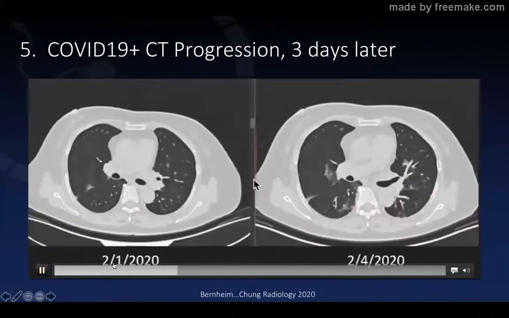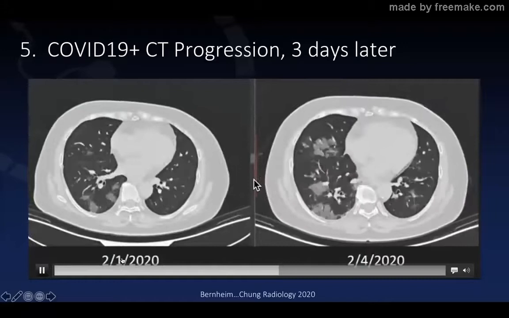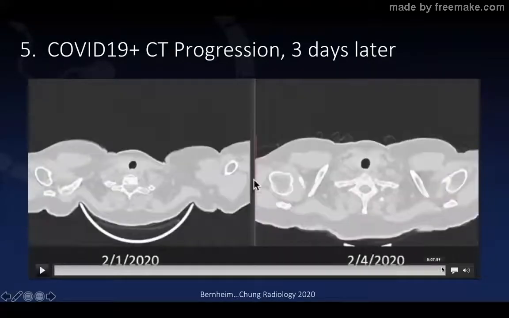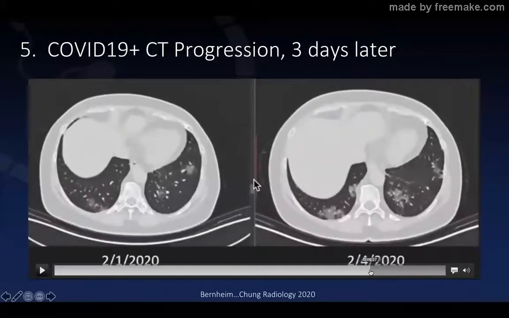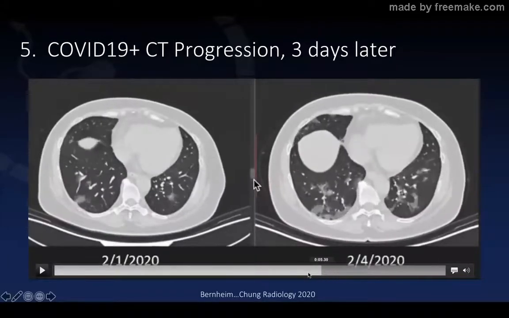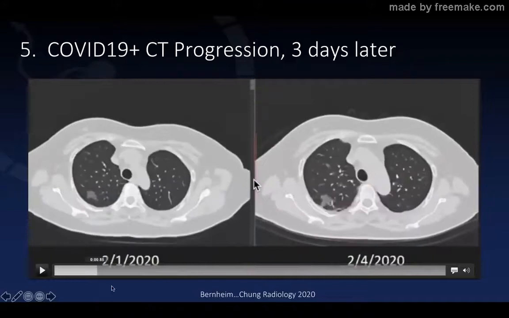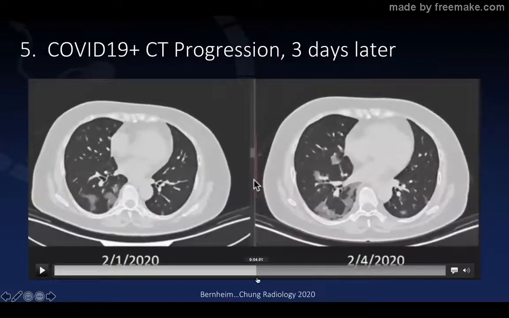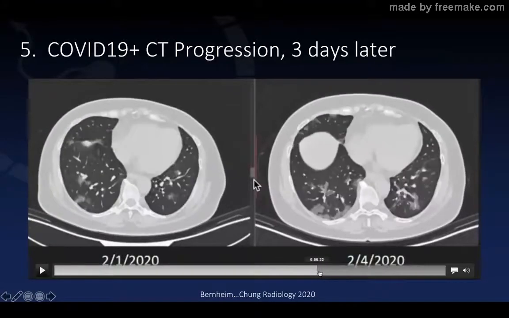These are a few scans from the literature showing progression of disease. This is a woman who traveled to Wuhan, China. And here you can see 2 scans 3 days apart from each other. And you can see what originally looked like patchy areas of ground glass, again, has increased in size and extent, again, with areas of lobular sparing, as you can see here.